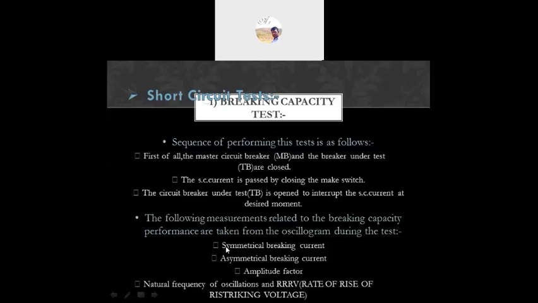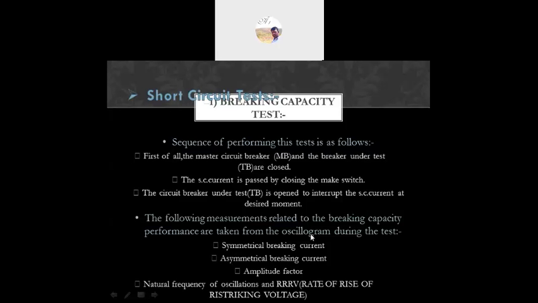Here the following measurements are related to the breaking capacity. So how does it break? The moving contact opens at this much voltage and this much current. When the signal from the CT and PT is given to the relays, the relay coil varies and the contacts open. At that time, will it work or not? How much current can it withstand?